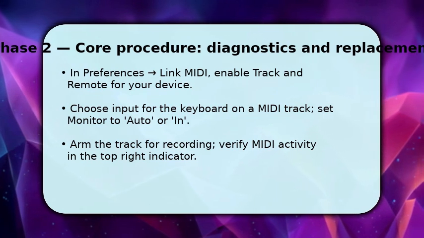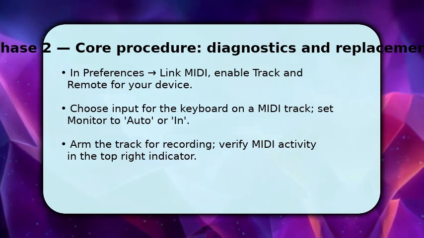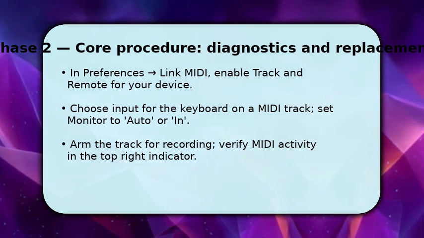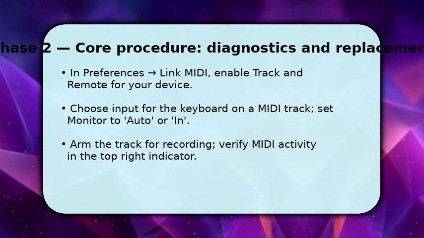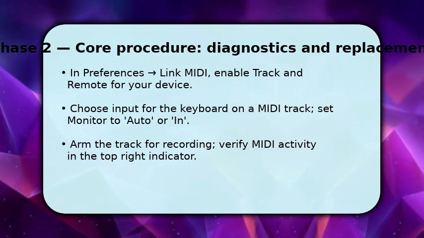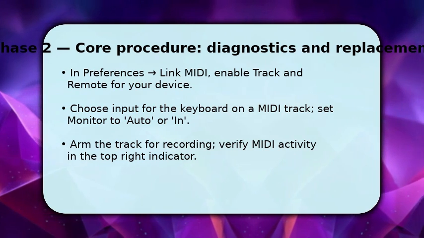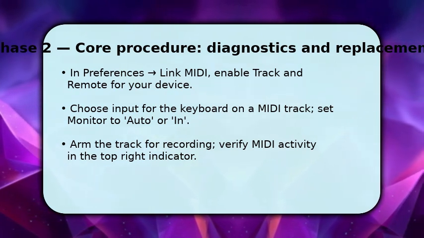Next, create a MIDI track, assign its input to the keyboard, and set monitor to auto or in so you hear the instrument. Arm the track for recording to pass MIDI through. You'll see the MIDI activity meter flash when keys send data. That confirms the route. Finish by loading a software instrument and testing dynamics.